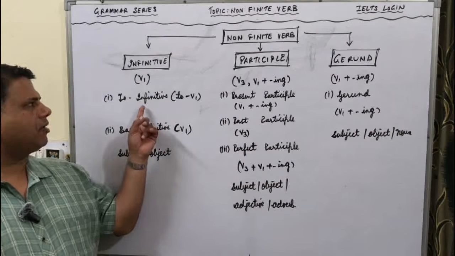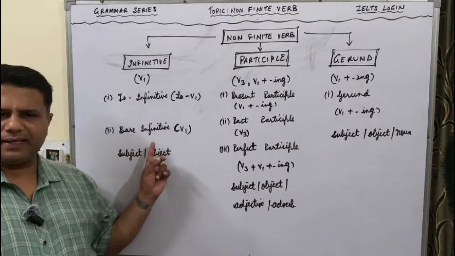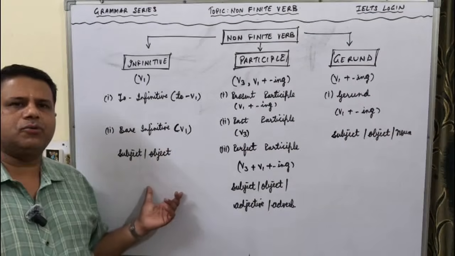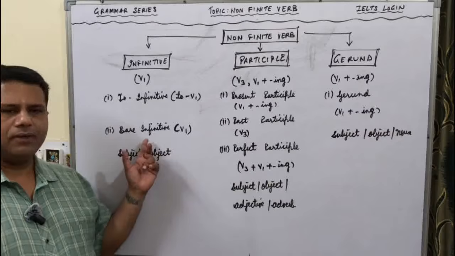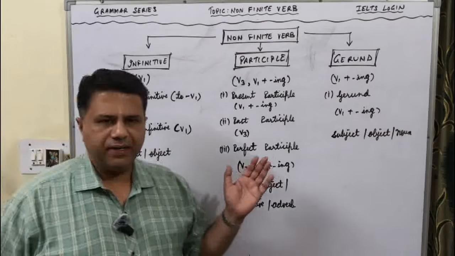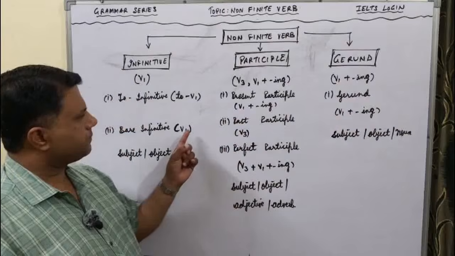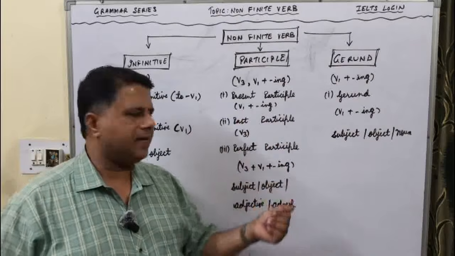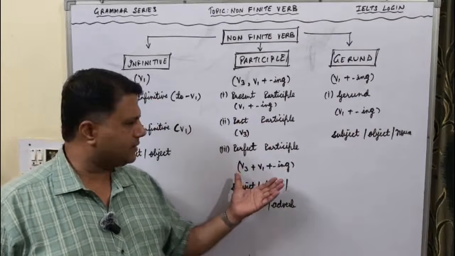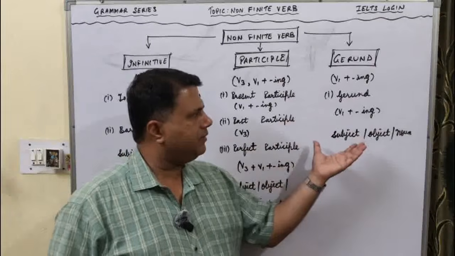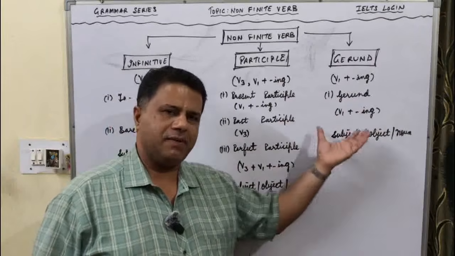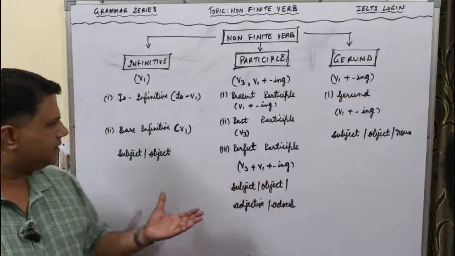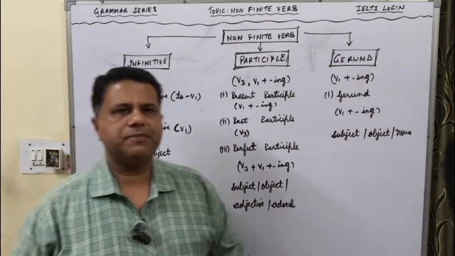In video number 2, we will talk about to infinitive. Then in video number 3, we will talk about bare infinitive. Then after this, we will do two types of exercises related to infinitive. In video number 4, we will talk about present participle and past participle uses and examples. In video number 5, we will discuss perfect participle. Then in the last video, we will talk about gerunds. Gerunds, participles and infinitive will each be followed by two types of exercises.